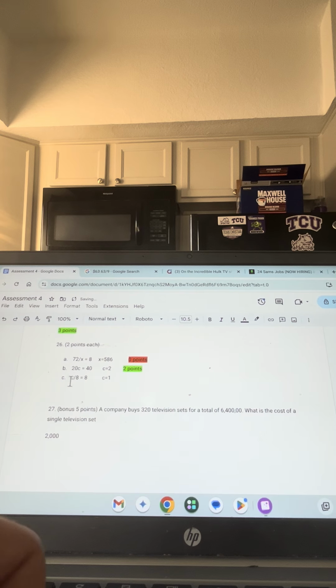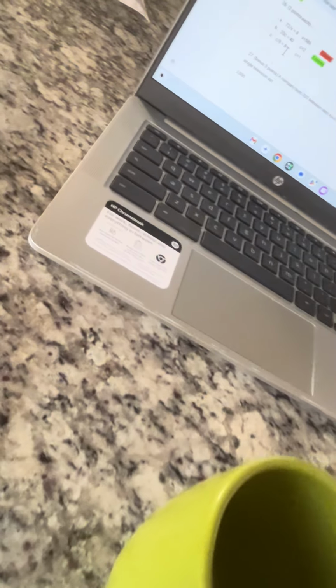C equals 1. So you're saying 1 divided by 8 equals 8. No. 1 divided by 8 does not equal 8. That's not true. So remember, you have to be able to get back to it. 8 times 8 gives me what? 64. 64 divided by 8 gives me 8. But let's show you how to do that mathematically.